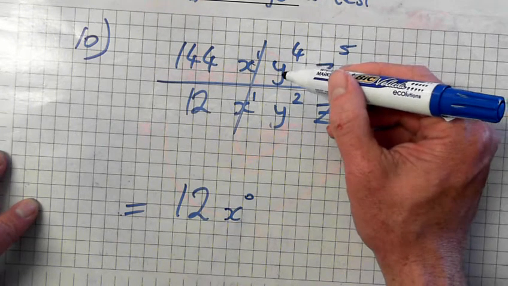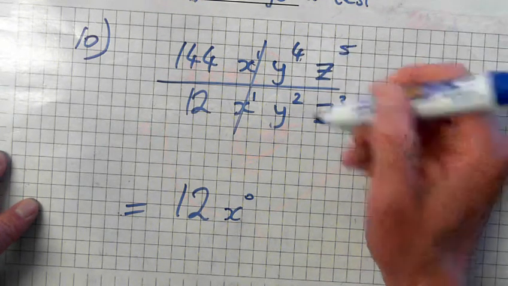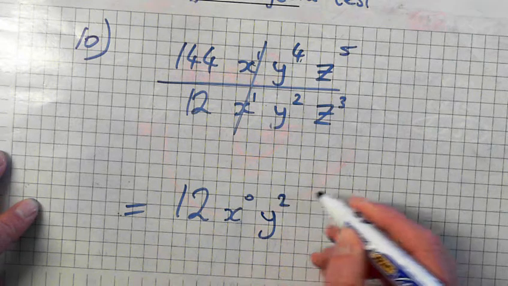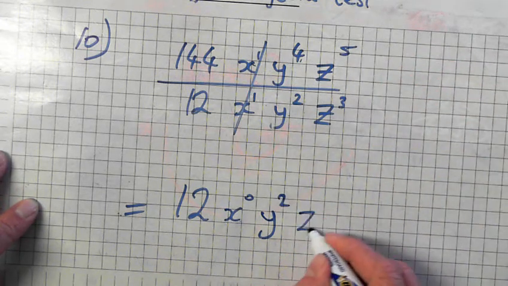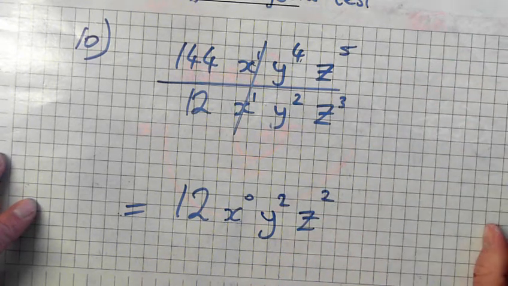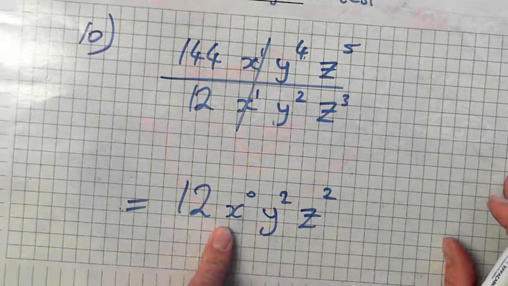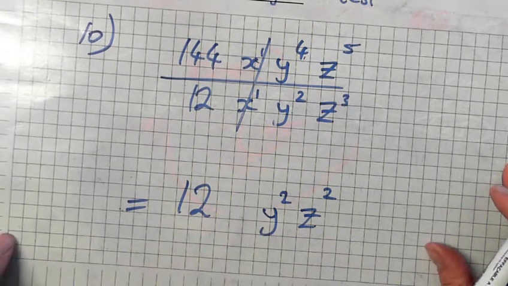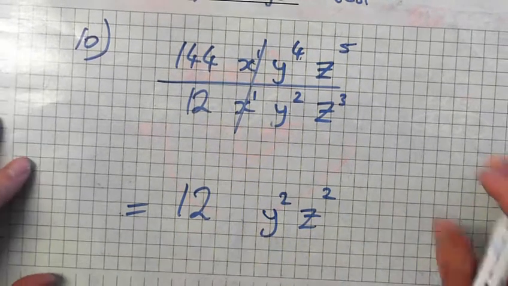Right, we'll do the y's next. y and z squared. So you can write the answer like that, or you can write it like that. Question 11.